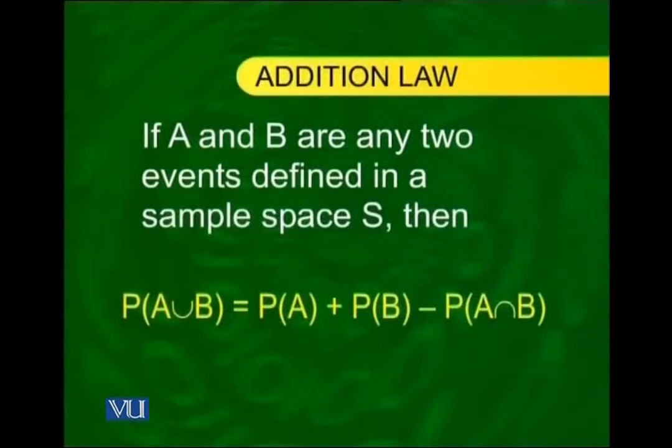Today, we will begin with some examples to illustrate the general addition theorem. As you remember, according to this theorem, the probability of A union B is equal to the probability of A plus the probability of B minus the probability of A intersection B. In other words, the probability that at least one of the two events A and B occurs is equal to the probability of the first plus the probability of the second minus the probability that both of them occur. Let us apply this to a simple example.